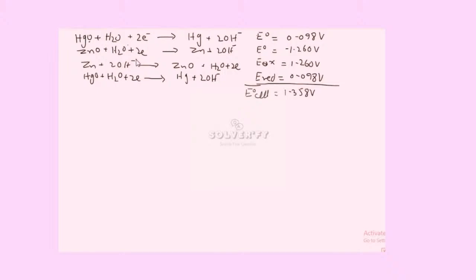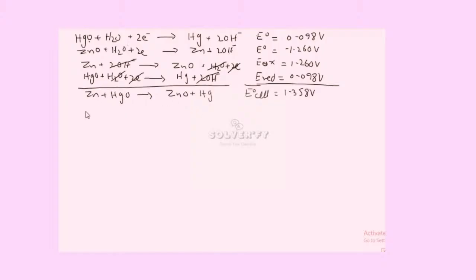Adding the two equations, we can cancel the hydroxyl ions and the electrons as well as the water molecule. So the simple or overall equation is that zinc reacts with mercury oxide, forming zinc oxide and mercury.